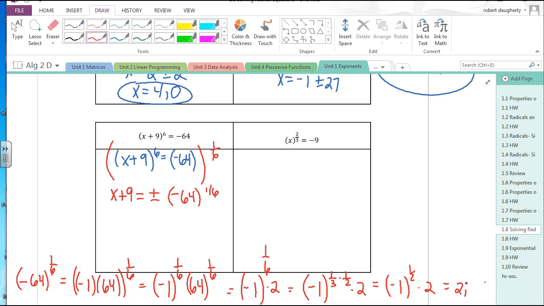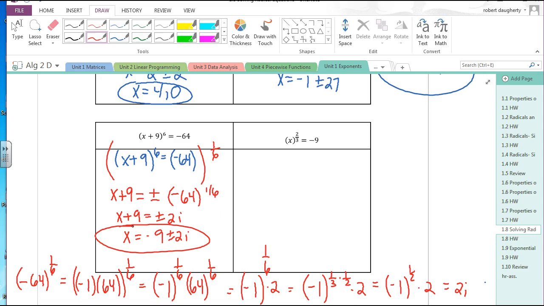So the cube root of negative 1 is negative 1. Now I've got to take the square root. The square root of negative 1 is i. So this answer is x plus 9 equals plus or minus 2i. x is negative 9 plus or minus 2i. This is as hard as these get, okay? This one is out there, but you've done this stuff before.